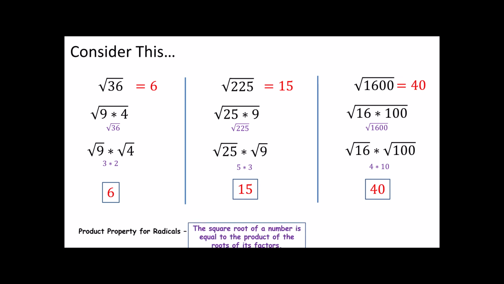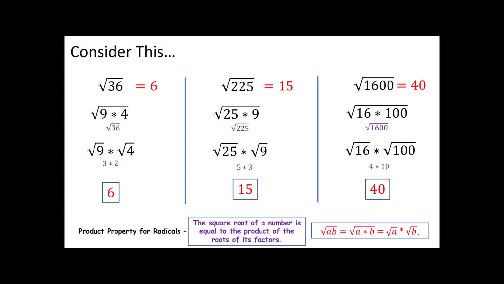It's called the product property for radicals. The square root of a number is equal to the product of the roots of its factors. That sounds really complicated, but it basically means this. If you have a number, in this case the number AB, you can split it up into its factors, like we did with the 1600 breaking into 16 times 100. We can split it into its factors, and we can take the square root of each of those factors separately, like the 16 and the 100, and we're going to get the exact same solution we got if we had just square rooted the number originally.